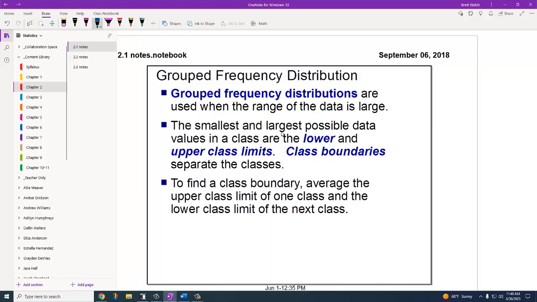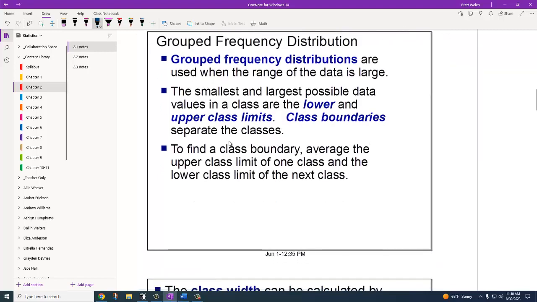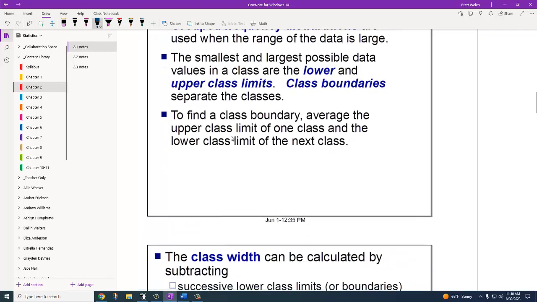distribution. The smallest and largest possible data values in a class are the lower and upper class limits. The class boundaries are the line that separate each class.